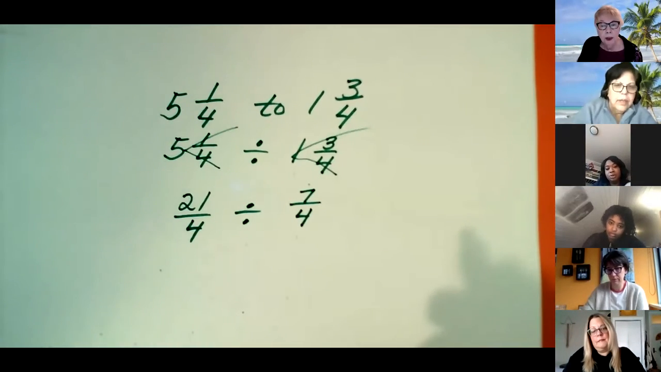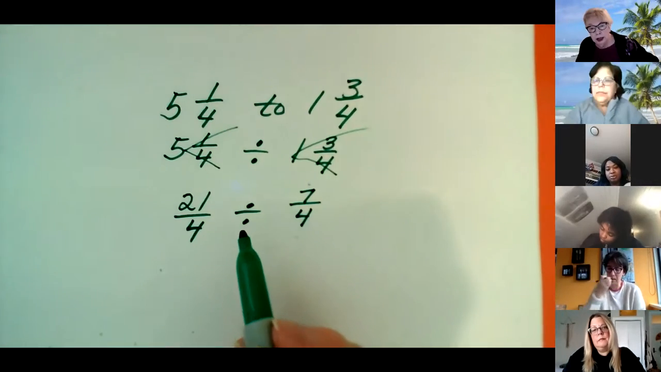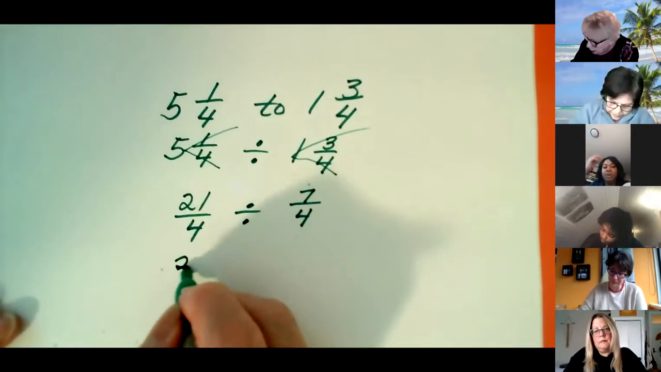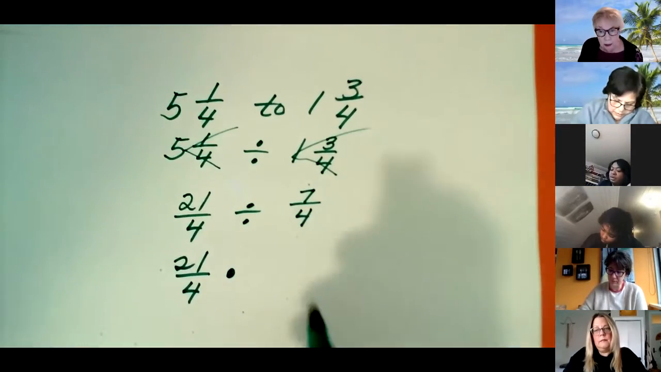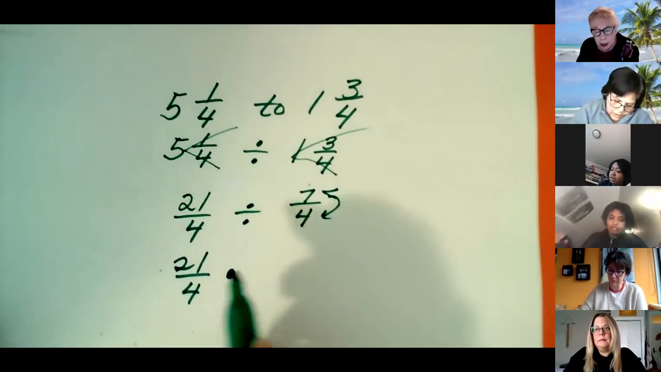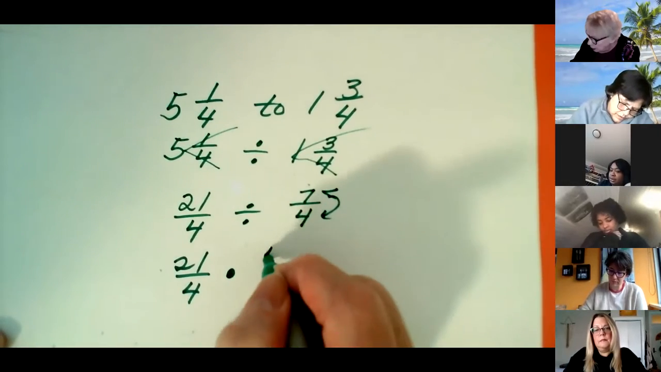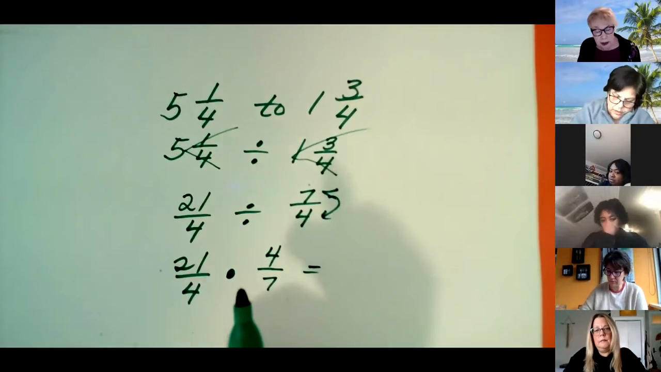At this point, you want to cancel, but you're not allowed with division. You have to turn it into multiply first. The front number stays the way it is. The second number, the back number, inverts, and it turns to multiply. And this is 4/7. And I believe I can cancel the heck out of this one.